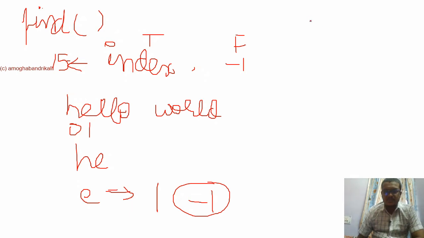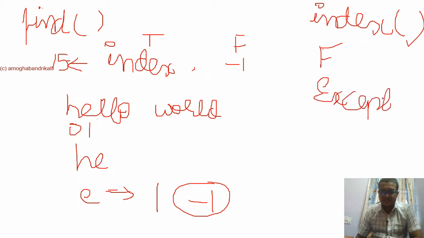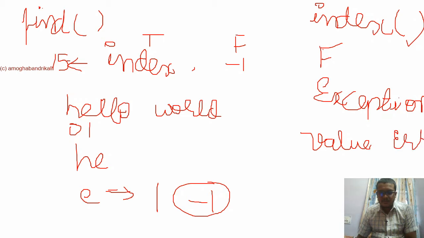So the next one is the index operation. The index is the same as find. It is going to just search the element. If that element is present, it is going to push the index. If the condition is false, it is not going to return -1. It is going to generate an exception. So this exception is going to say that the value is not found, or value error. So this is the only difference.